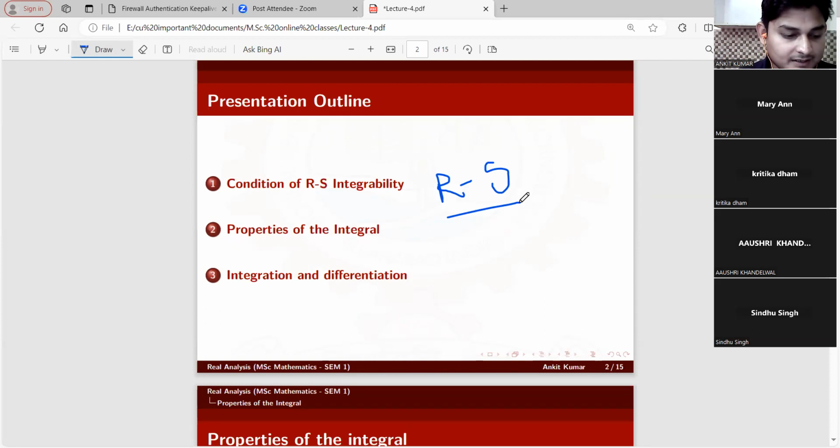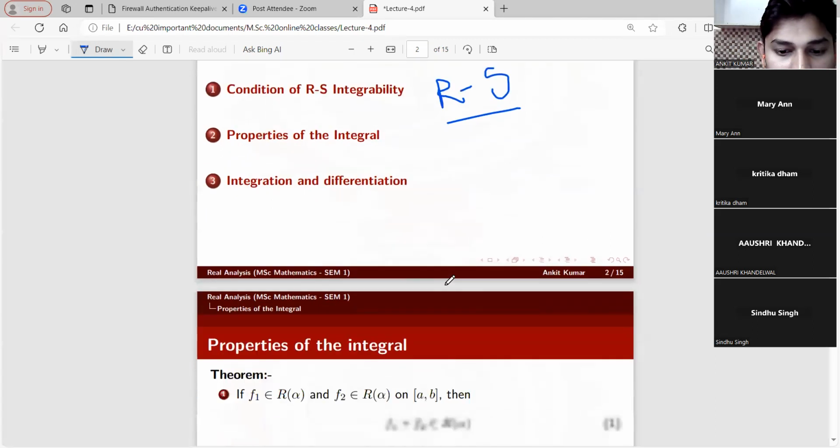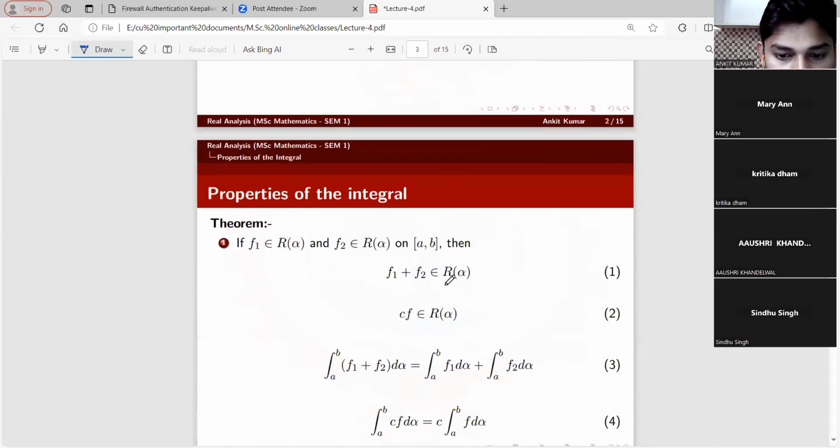Basically the Riemann Stieltjes integral is the integration of f with respect to alpha. Suppose alpha is a monotonically increasing function on [a, b]. For each partition P of [a, b], if the upper integral and the lower integral are equal, that common value is the integral of the function. This is called the Riemann Stieltjes integral. Now in this session we will discuss the properties of the RS integral.